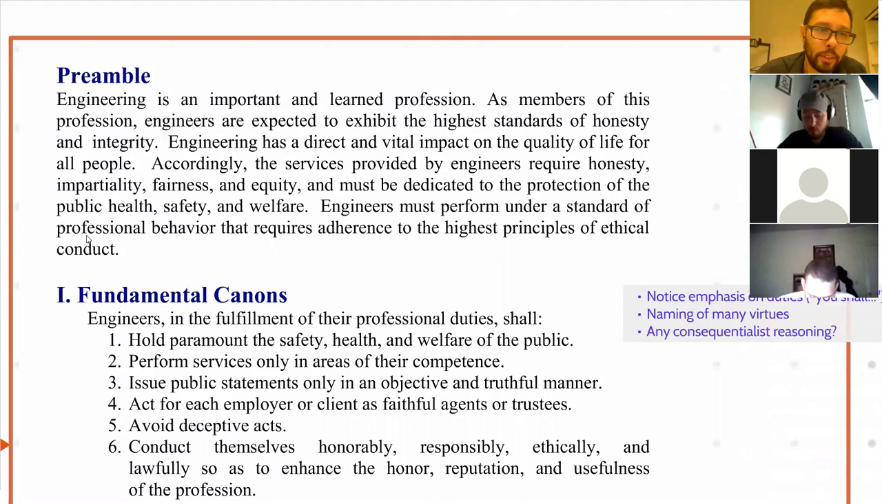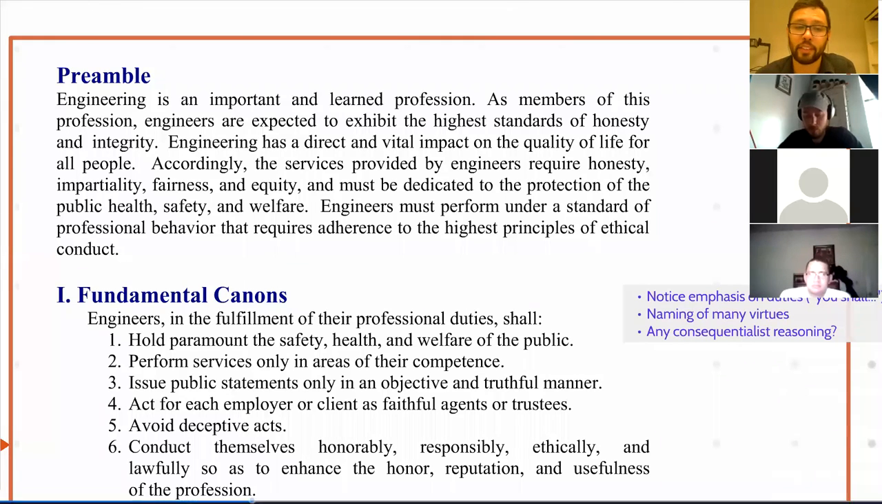So here's the preamble. Engineering is an important and learned profession. As members of this profession, engineers are expected to exhibit the highest standards of honesty and integrity. Engineering has a direct and vital impact on the quality of life for all people. Accordingly, the services provided by engineers require honesty, impartiality, fairness, and equity, and must be dedicated to the protection of the health, safety, and welfare of the public. Engineers must perform under a standard of professional behavior that requires adherence to the highest principles of ethical conduct.